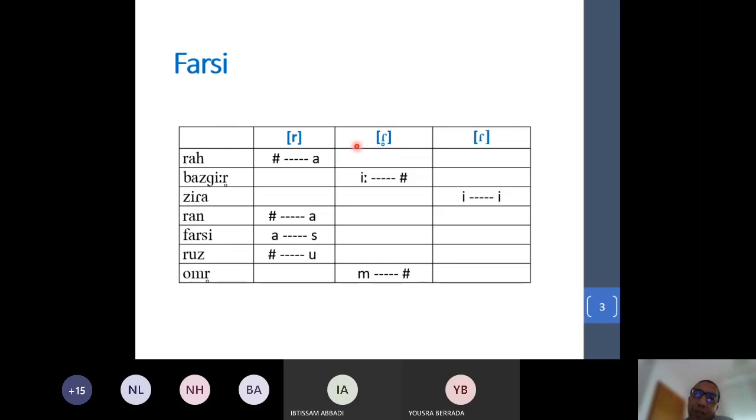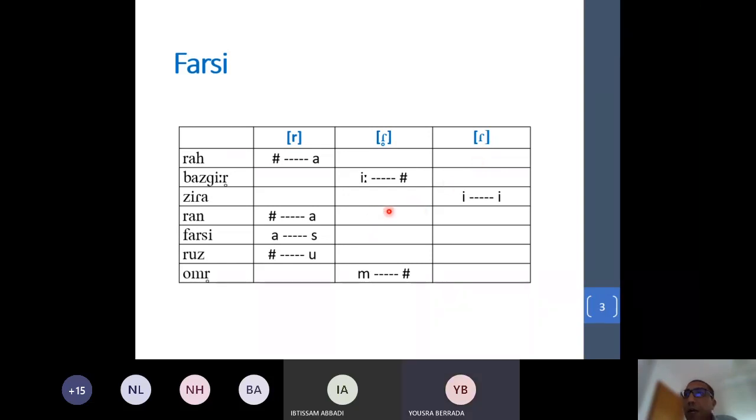listing all the environments of the three sounds. Of course, I separate the three sounds in different columns, and here are the words from the data set. You can see that the trill variant is on the left, the voiceless trill, well, actually this is a trill, not a tap, is in the middle, and the voiced tap is on the right.